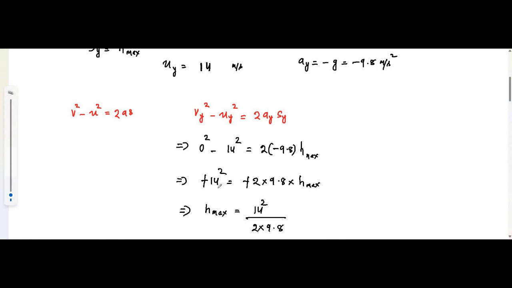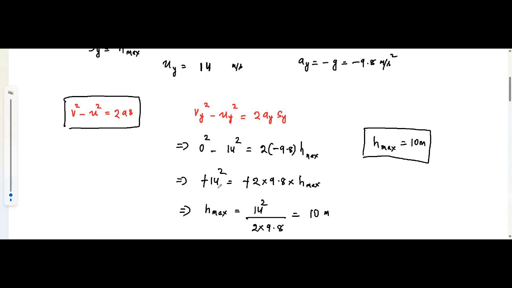Okay, so it is coming 10 meters. The same result as we obtained through formula, because we derived it using the same principle. So in case you forget the formula, you can always use this approach. So this is the basic equation of motion. This is the same equation of motion applied to the y axis, principle of independence of motion, okay.